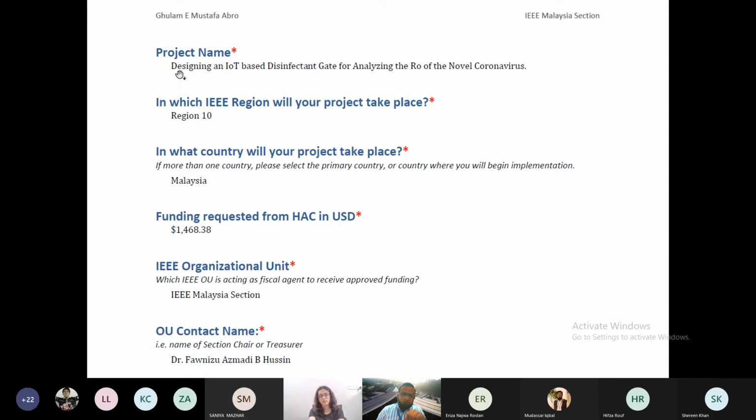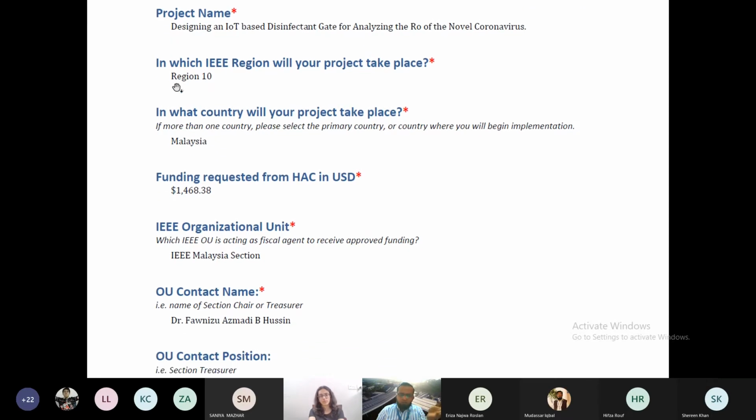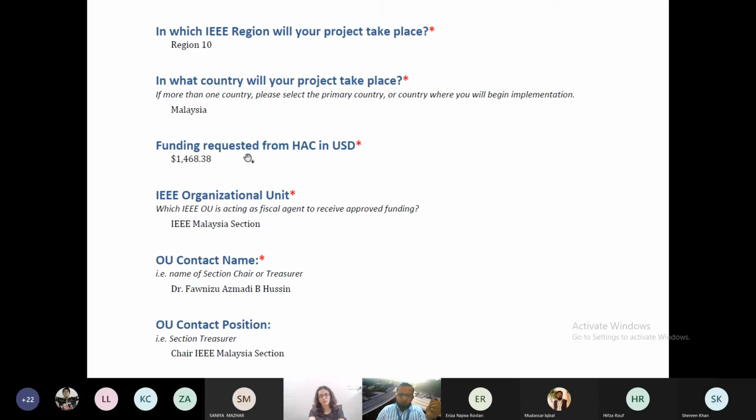That is the project name, the region in which you are proposing it, the funding amount. You can see the total funding of this particular project. What I actually filled for it was 1,468 US dollars. Though it was very small, it was very competent.